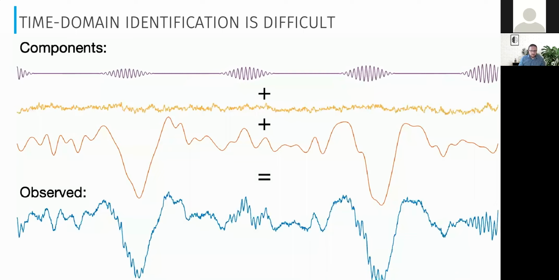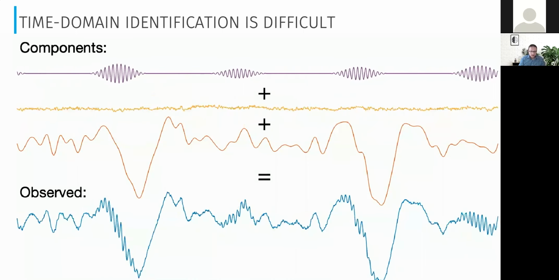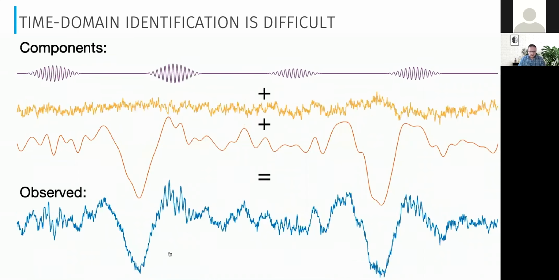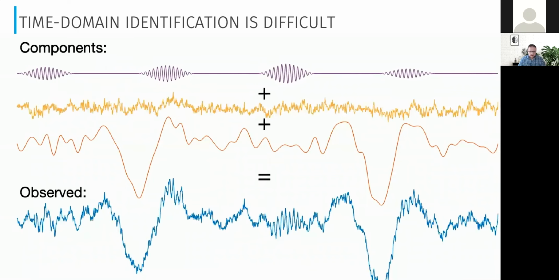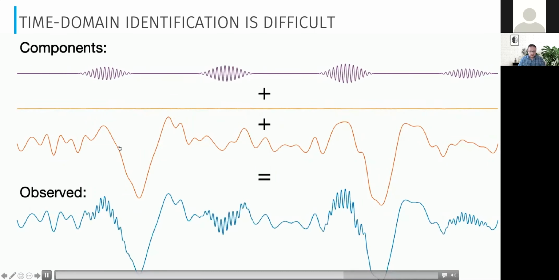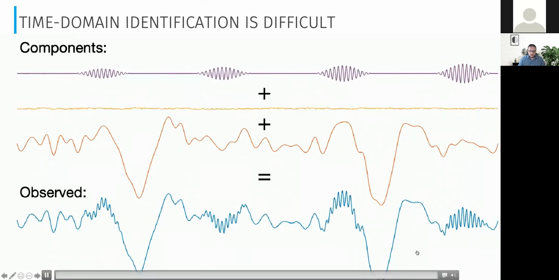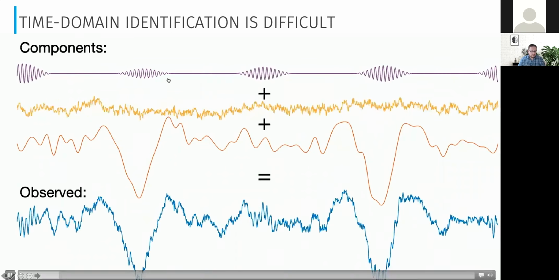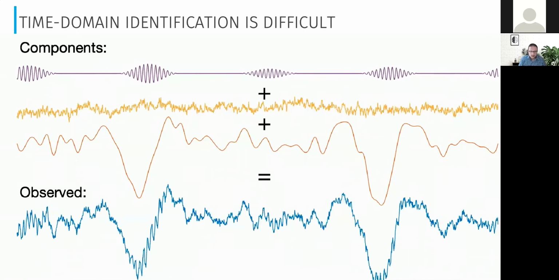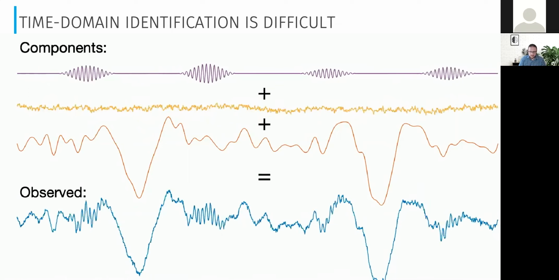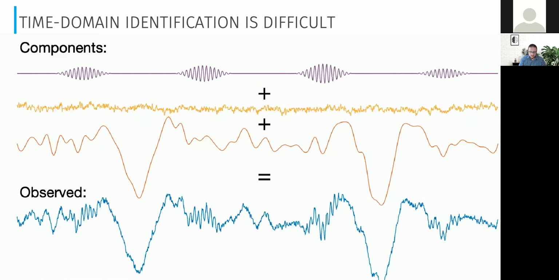So let's talk a little bit about why spindle detection in the time domain is difficult. What we have on the bottom is an observed simulated period of sleep. You have a slow component here, a noise component, and a spindle component. And as we watch this go, I'll move my mouse out of the way, you can see that depending on where the spindles are on this bottom and how strong the noise is, that either makes it easier for us to see them or harder for us to see them.